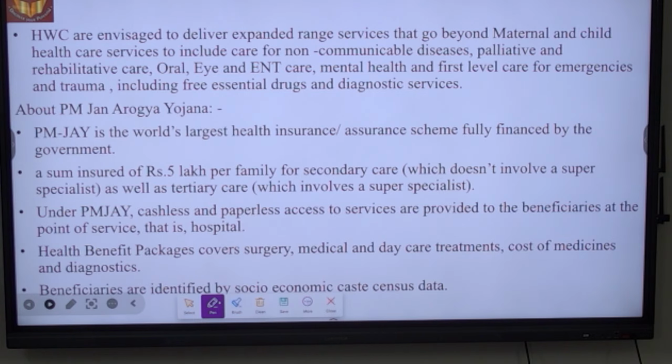So under the Ayushman Bharat, the second component is Pradhan Mantri Jan Arogya Yojana. As I have said, it is an insurance scheme. So what are the details, we will see now.